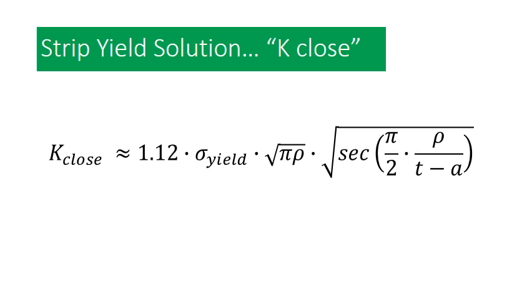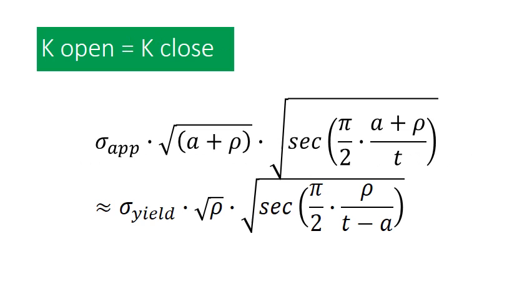Now, according to the strip yield solution and according to fracture mechanics principles, in order to figure out the plastic zone factor associated with the strip yield model, we have to equate those two. K open and K close have to be equal in order to neutralize the stress singularity at the plastic zone tip. So let's do that. Let's equate. Here we equate the two terms.